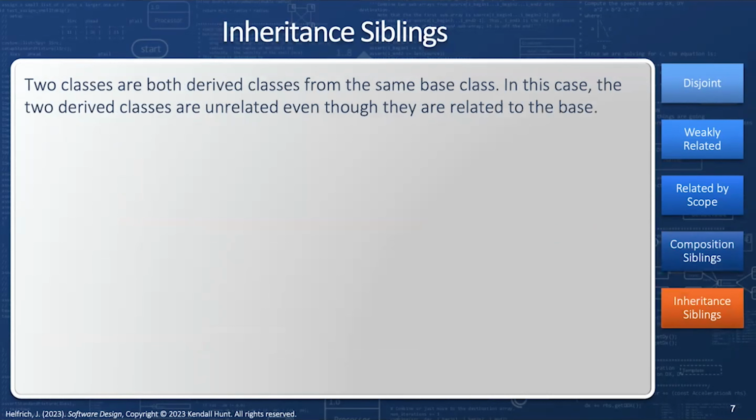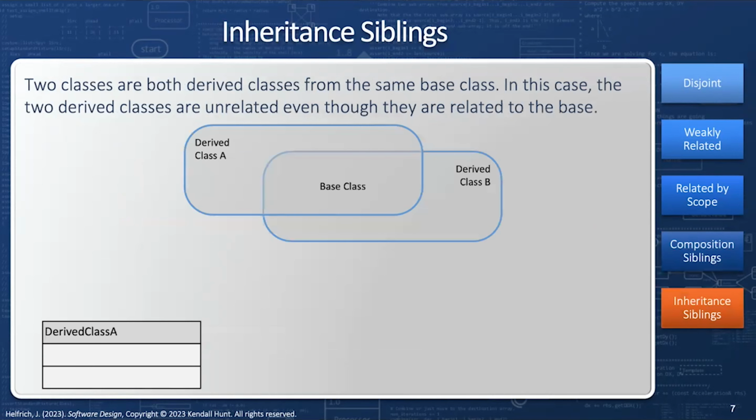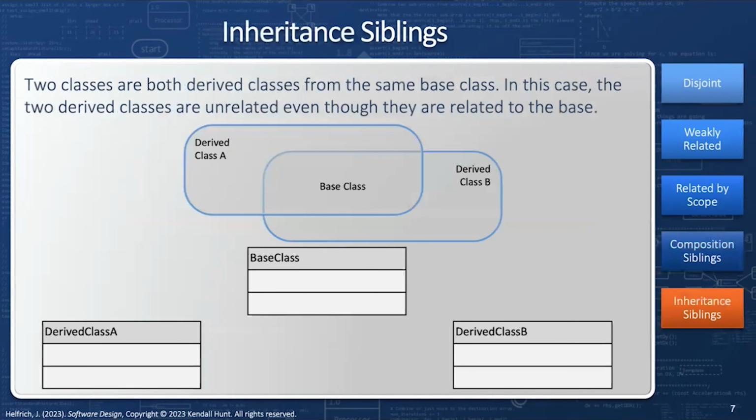The final scenario is inheritance siblings. 2 classes are both derived classes of the same base class. In this case, the 2 derived classes are unrelated, even though they're related to the base. So I'm going to have derived class A and derived class B, and they share a base class together. The class diagram is going to have derived class A and derived class B, and there is going to be a base class, and they're going to be related to the base class through inheritance. Now notice A and B are unrelated, but derived class A is related to the base class through inheritance, and derived class B is related to the base class through inheritance.